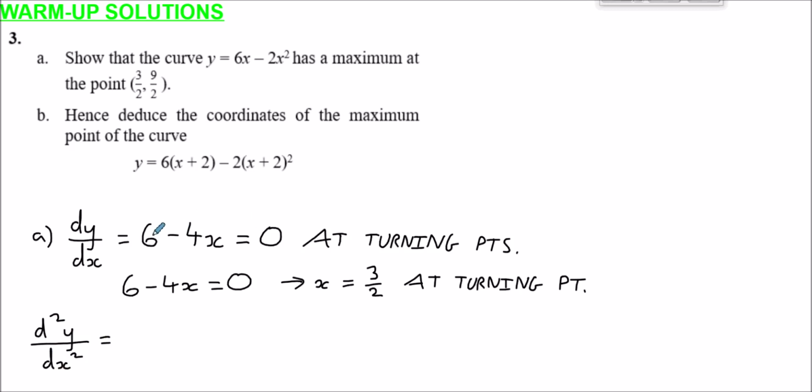So we're differentiating this now. The 6 vanishes. The minus 4x just becomes minus 4. And it's not dependent on x. It's a constant minus 4, which obviously is less than 0. We need to remember, when the second derivative at a turning point is less than 0, that's proof that that particular turning point is a maximum. When the second derivative at a turning point is greater than 0, when it's positive, that shows that it's a minimum. So we've just shown, using the second derivative, that when x is 3 over 2, we have a maximum.